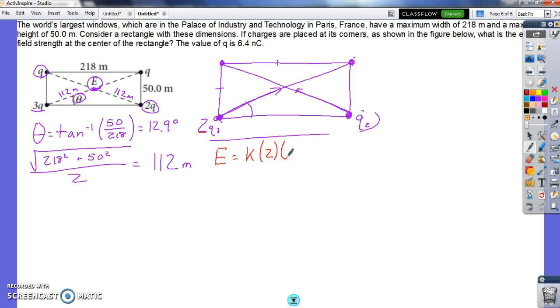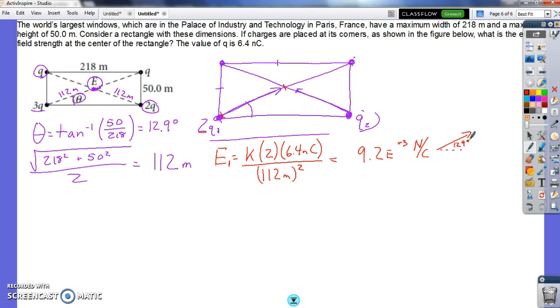And our Q, we remember, is 6.4 nanocoulombs divided by our radius, which is this distance right here, which is the 112 meters squared. This is the electric field of 1. We can plug that in and we discover that this is 9.2 times 10 to the negative 3 newtons per coulomb. And what direction is that in? Well, that is in this direction right here, where that is a 12.9 degree angle.